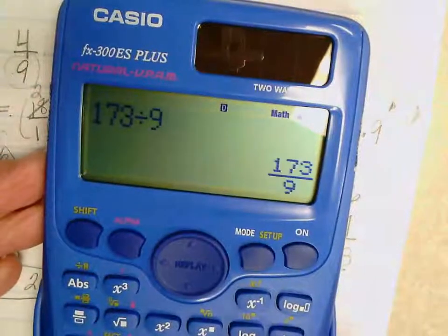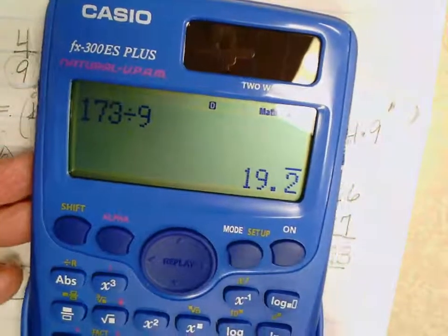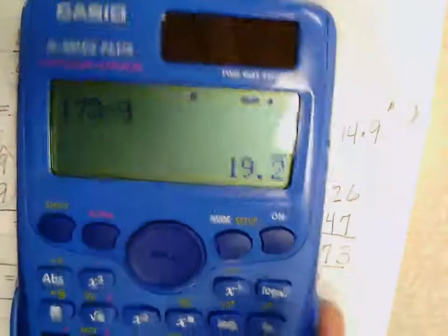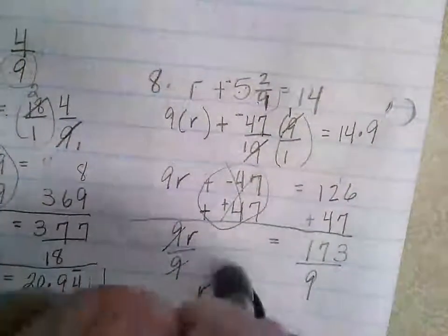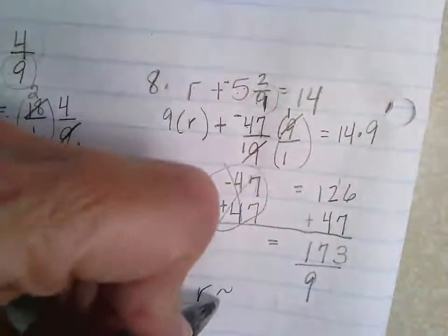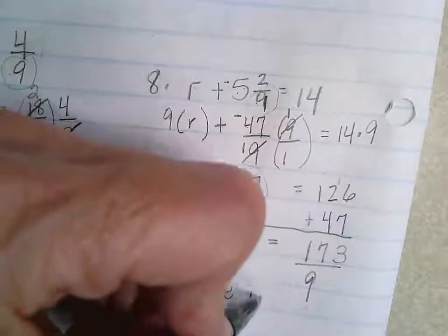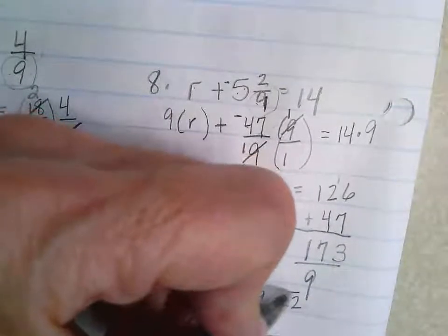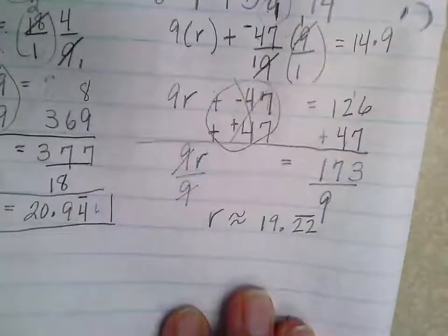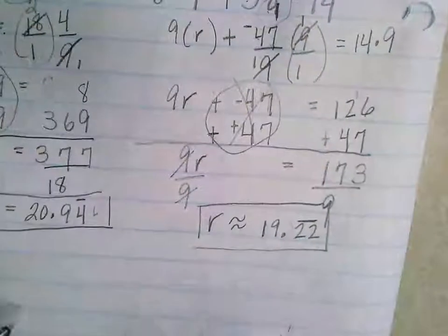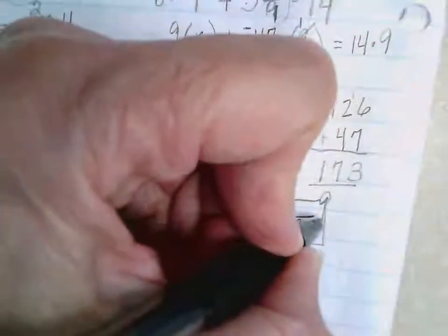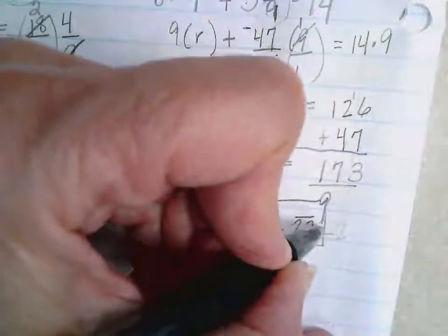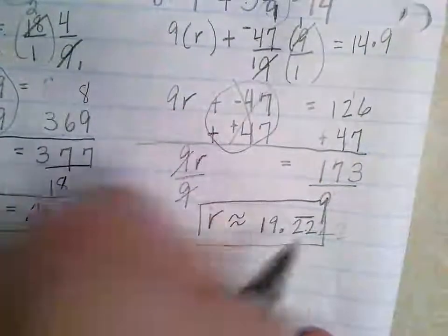173 divided by 9. I have 2/10 repeating here. So this is going to be another wavy line because I have 19 and 22/100ths repeating. And if I put my other digit out there, it would just be a 2, which tells me to leave this at 2.